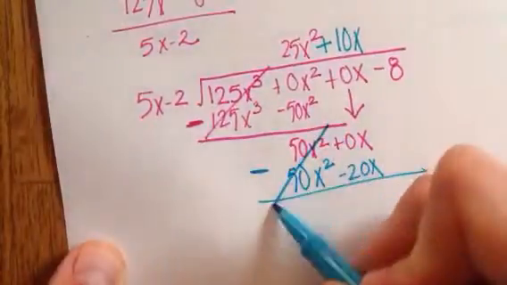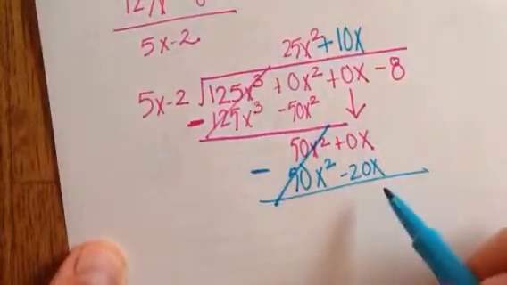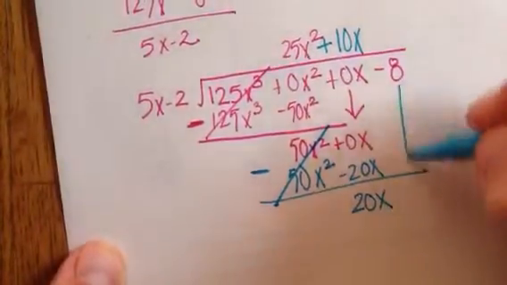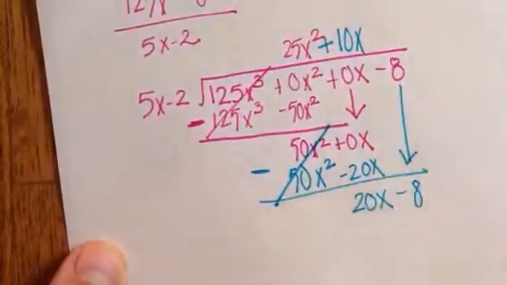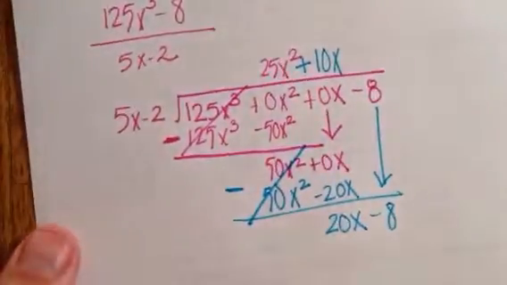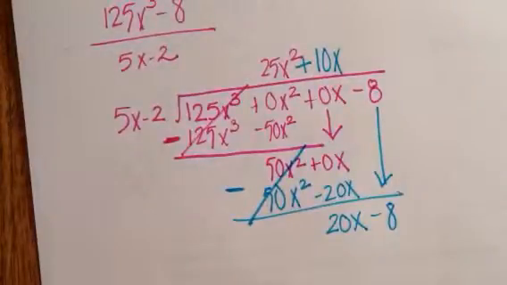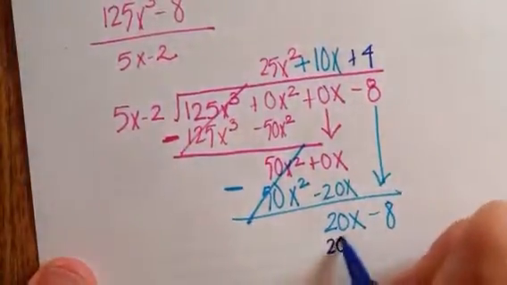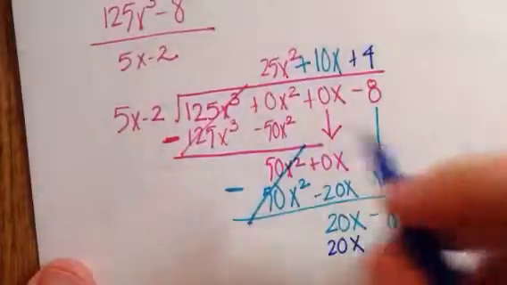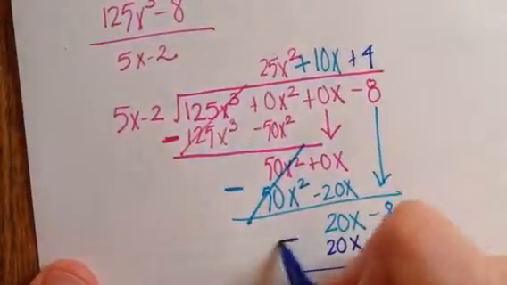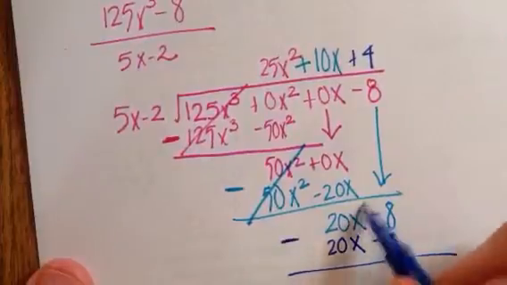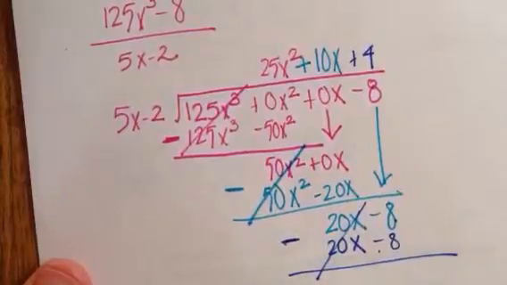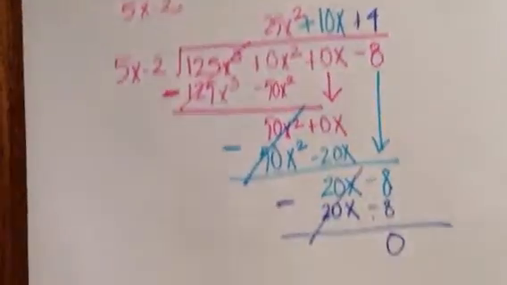Subtract down, my 50x squares go away, 0 minus a negative 20x, two negatives make a positive, so this would be 0 plus 20x, which is 20x. Bring down my last term. So 5x times what can make 20x? And that would be 5 times a positive 4. So 5 times 4 would be 20 times x is x, and 4 times negative 2 would be negative 8. And we're going to subtract out. 20x minus 20x is 0. Negative 8 minus a negative 8, two negatives make a positive, so negative 8 plus 8 is 0. So it divides out evenly.